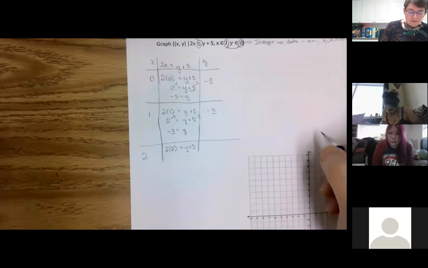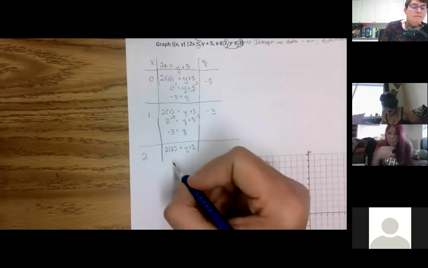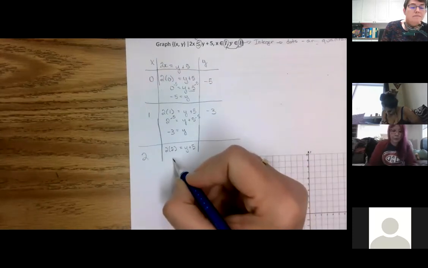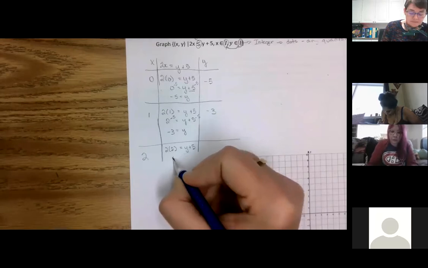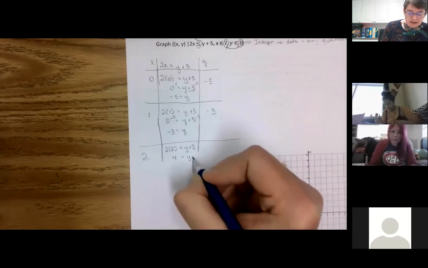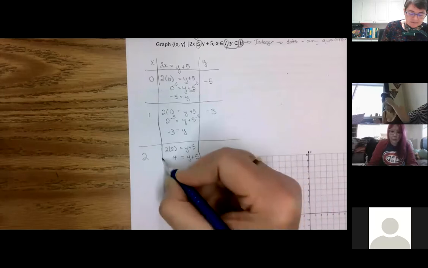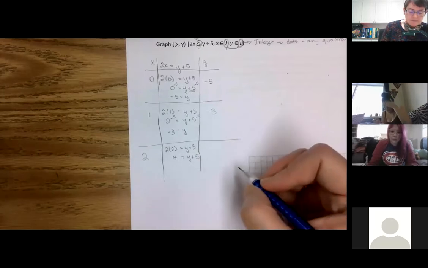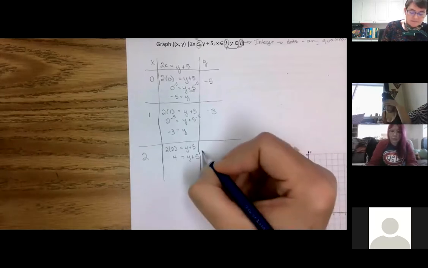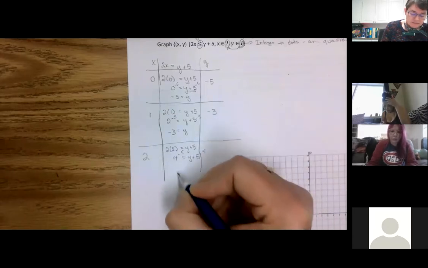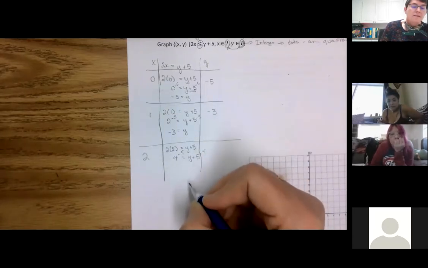All right, Rena, let's hear from you. What's 2 times 2? 4. Okay, 4 is equal to y plus 5. Now what? Negative 5 on each side. Nice. So what's 4 minus 5?